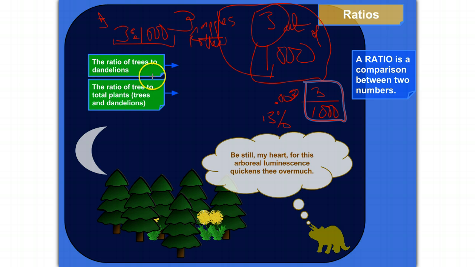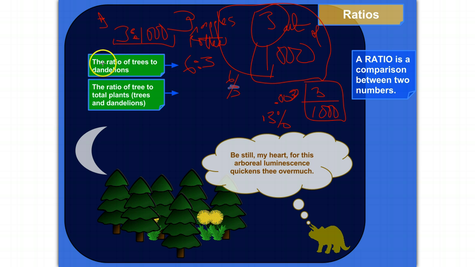So I could do it in a couple different ways. Let's look at this example. I have a little forest scene down here. Mathceratops is waxing eloquent on some impromptu poetry here for your enjoyment. So the ratio of trees to dandelions. I've got 1, 2, 3, 4, 5, 6 trees, and I want to compare it to the number of dandelions. 1, 2, 3 dandelions. So 6 to 3, or I could write that as a fraction, 6 to 3.